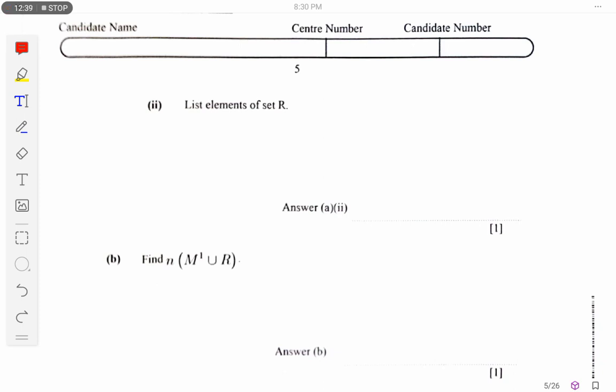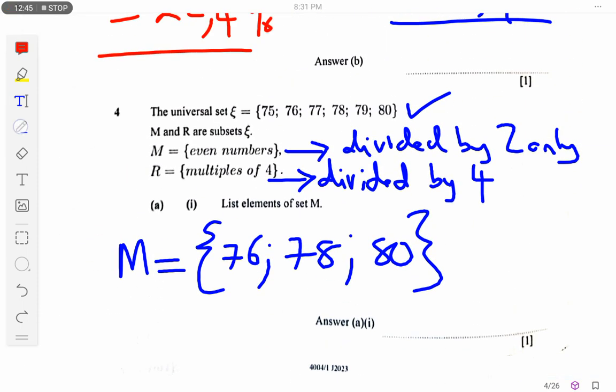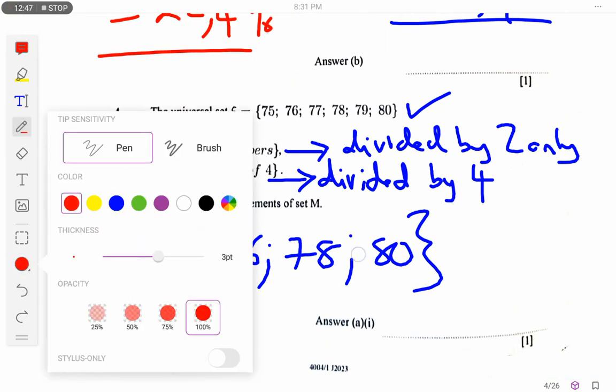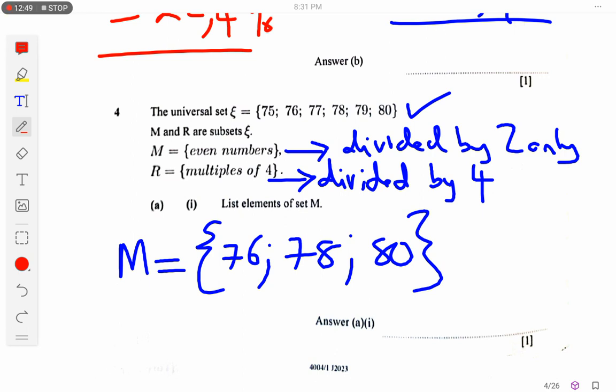List elements of set R. Okay, our R, we said it's multiples of 4. Okay, so let's see which numbers can be divided exactly by 4. You find out 75, we can't. 76, yes. 76 can be divided by 4 here. 4 into 76, that's 1. Remainder 3 can go into 36. There we have 19. Okay, fine. So we can have it there. Okay, fine. Let's see another one.